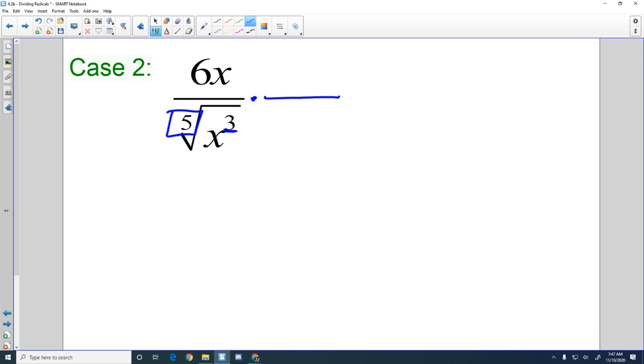So if I've got 3 x's, to get to 5, I need 2 more of them. So I'm going to multiply by, it's got to be the exact same type of a root, right? You can only multiply like radicals, so it's got to be another 5th root. But underneath here, I'm going to multiply by x squared, because when I multiply x to the 3rd times x to the second, that gives me a total of 5 x's that are being multiplied together. And that's what I'm looking for because that's the index. I have to multiply the numerator by that exact same amount. So the 5th root of x squared.